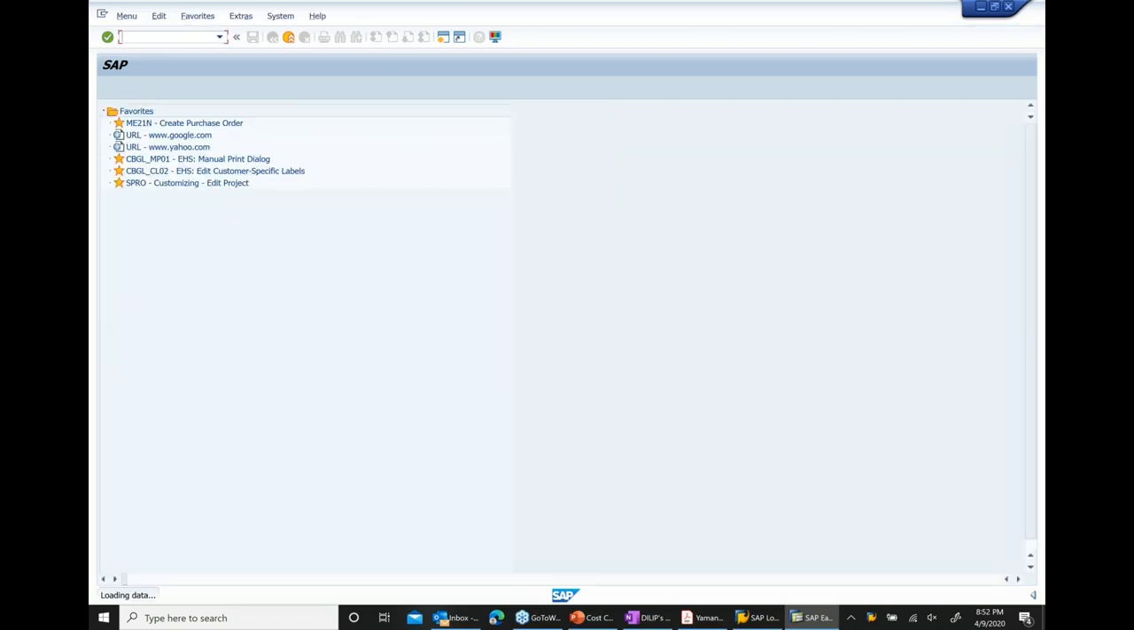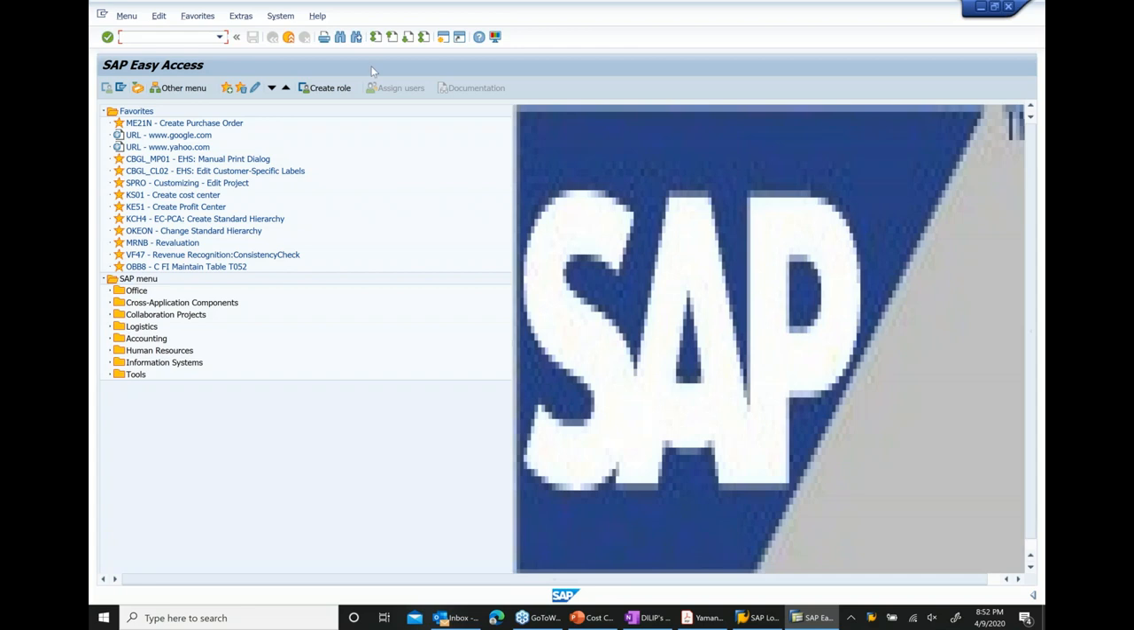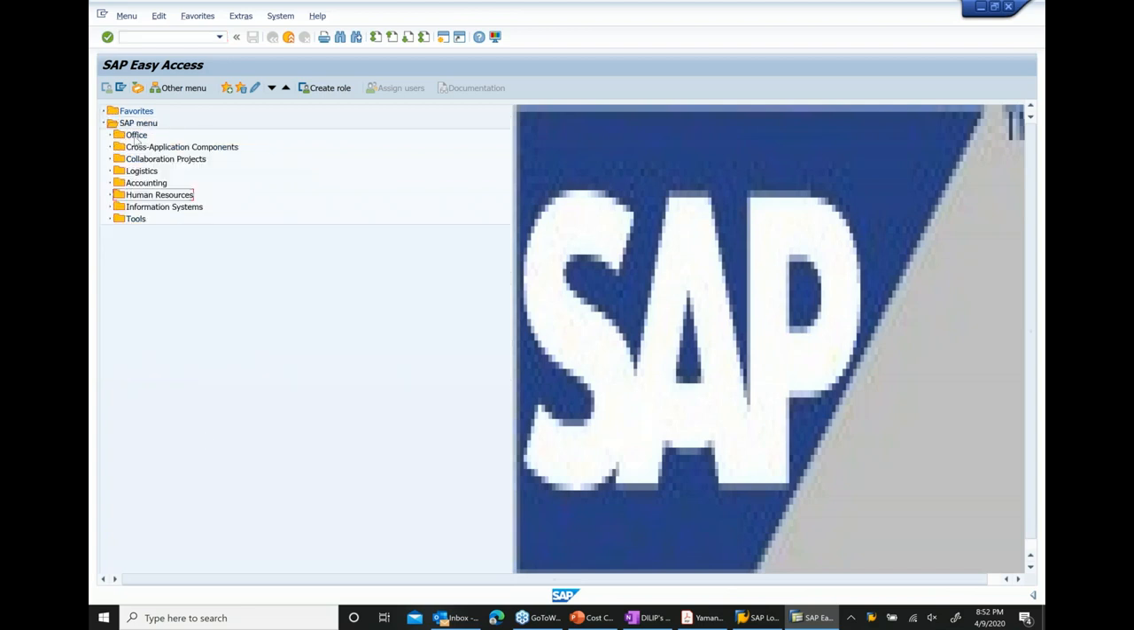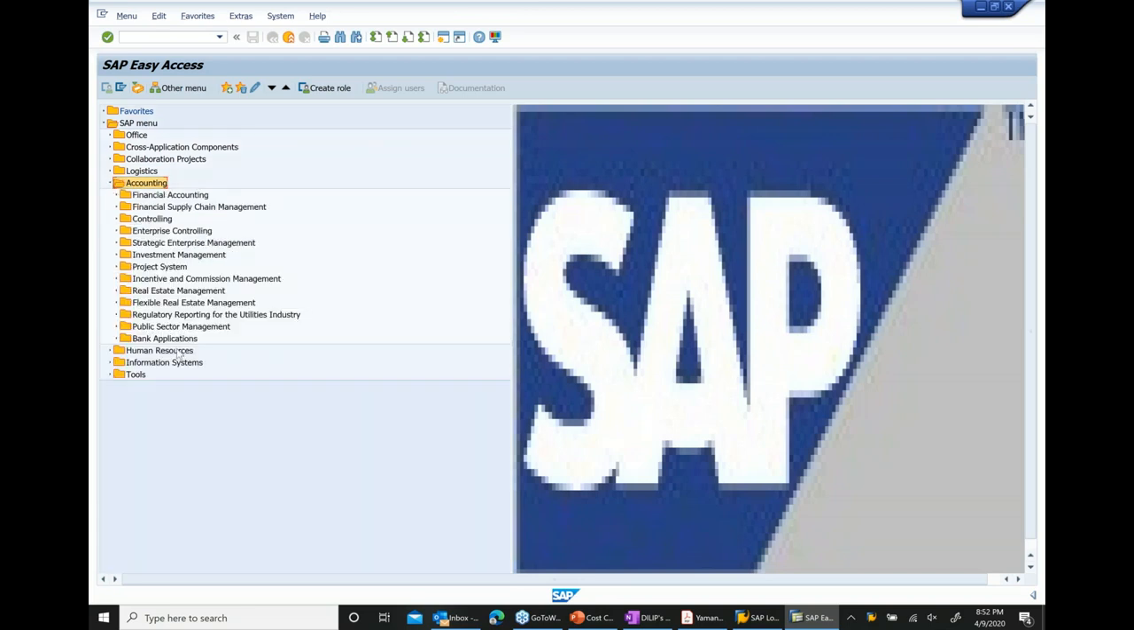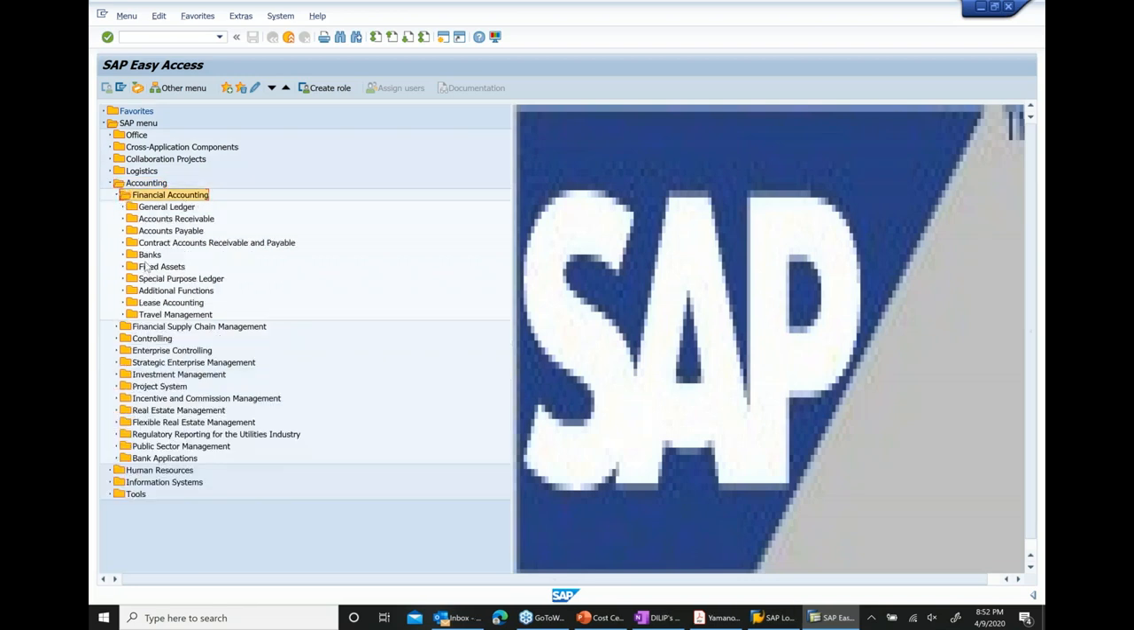So SAP. This is how SAP looks like, everywhere, anywhere. And you will see, this is the SAP standard menu. And this is where you have accounting. Everything related to accounting is here. And here, you have different elements of financial accounting: general ledger, accounts receivable, accounts payable, contract accounting, bank accounting, fixed assets, special ledger, travel management, etc., etc., etc.